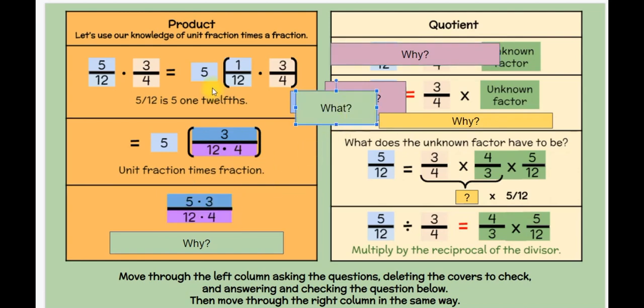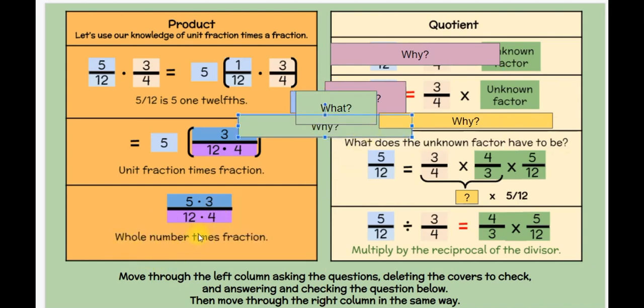So what do we have now? Now we have 5 times 3/12 times 4. Why? Because it's a whole number times a fraction. And a whole number times a fraction means I'm going to multiply that whole number by the numerator, but my denominator is going to stay the same. So you choose how you're going to go through that.